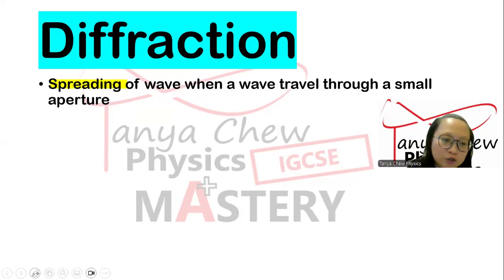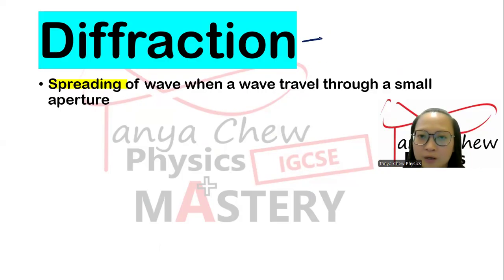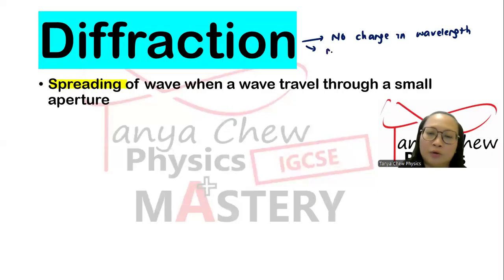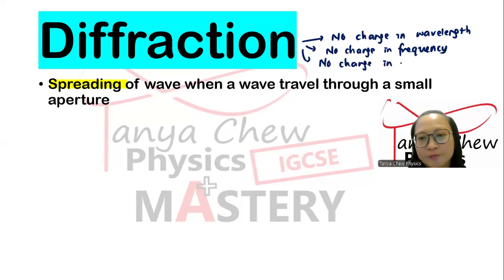I want you to bear in mind when diffraction occurs. Okay, I will give you one more slide, which I'm going to draw out. When diffraction occurs, there is no change in wavelength. I will explain later. No change in frequency of the wave. Frequency remains constant after being diffracted. No change in speed of the wave. Why? Because v equals f lambda. Since the frequency is constant and the wavelength is constant, the wave speed is also constant.